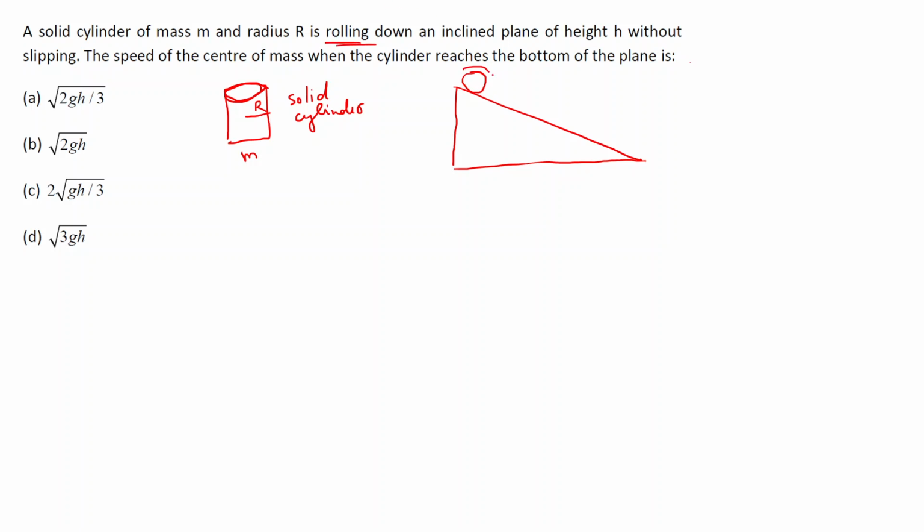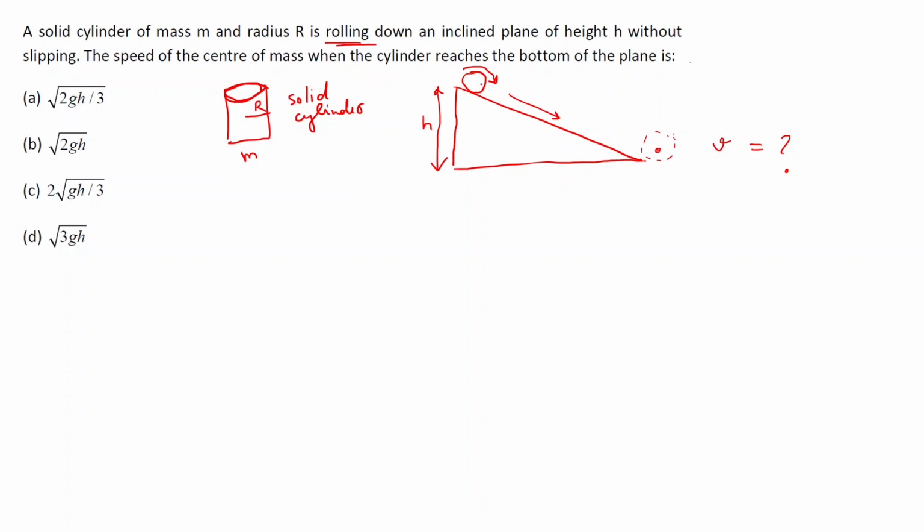Rolling down means rotational energy and translational kinetic energy, because it's rotating as well as translating. And the height of this inclined plane is h, rolling without slipping. The question asks: when the cylinder reaches the bottom of the plane, the speed of center of mass, let's call it v, what will be its value?